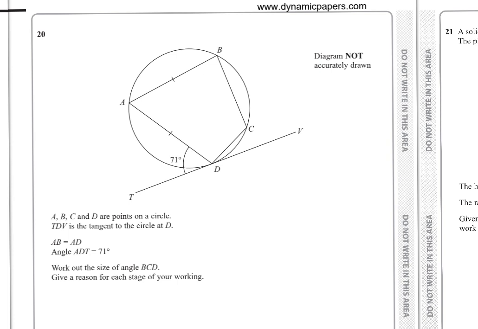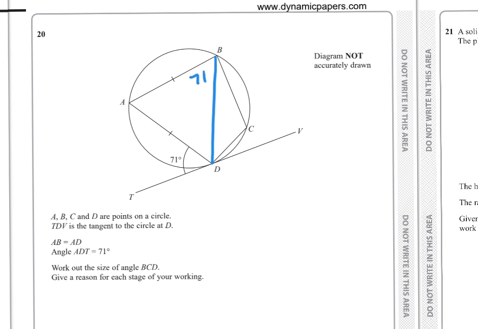And we have AB equal AD. So if we join BD, now we have an isosceles triangle. And this angle 71, the angle between tangent and chord, equals this one from the alternate segment theorem, because the angle between the tangent and the chord equals the circumference angle on the chord from the other side. So this angle is 71.